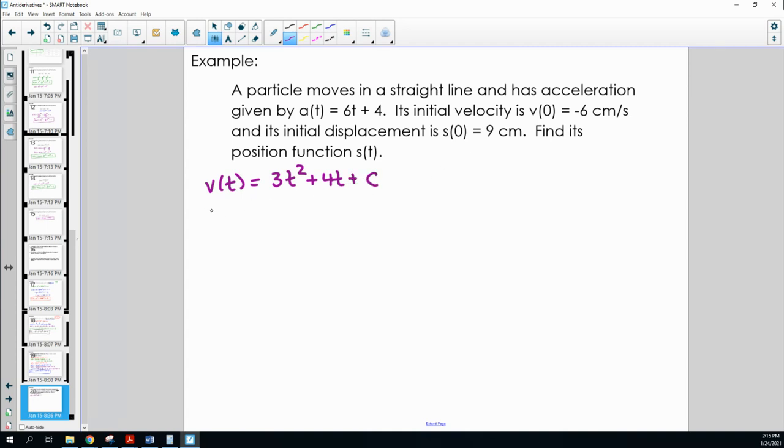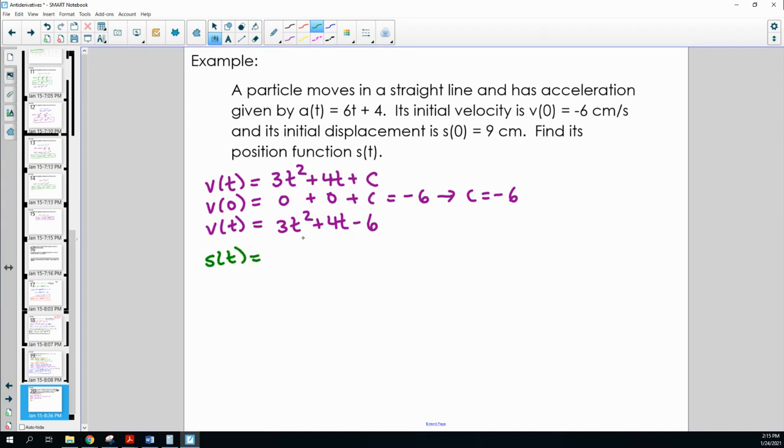They're telling us that v of 0 is negative 6. So v of 0 is going to give us, I'll do 3 times 0, but I'll just jump to the step of that's going to be 0 plus c equals negative 6. So c equals negative 6. So our velocity is going to be 3t squared plus 4t minus 6. So now we have to find the position. So s of t, we'll take the antiderivative. So that's going to give us t cubed plus 2t squared minus 6t plus d.